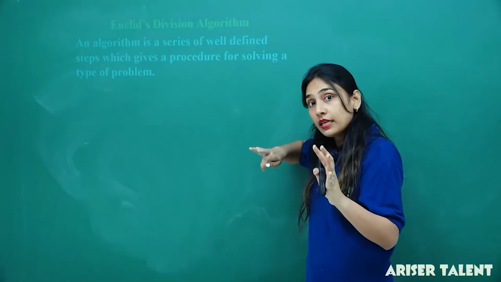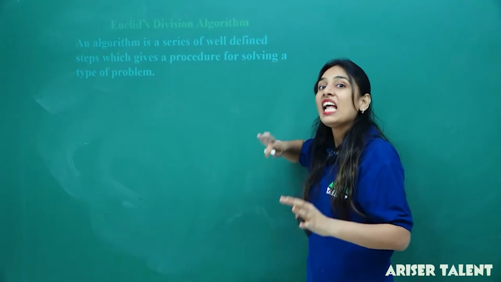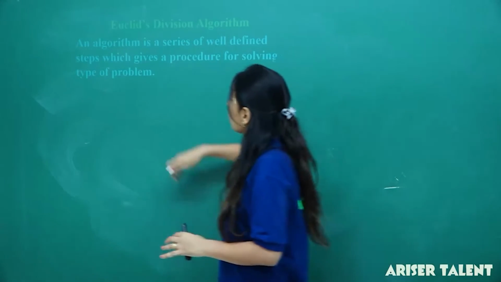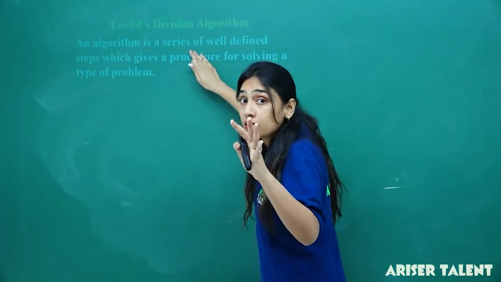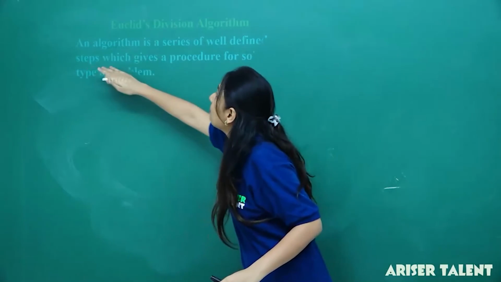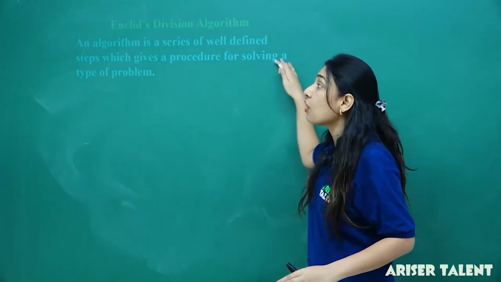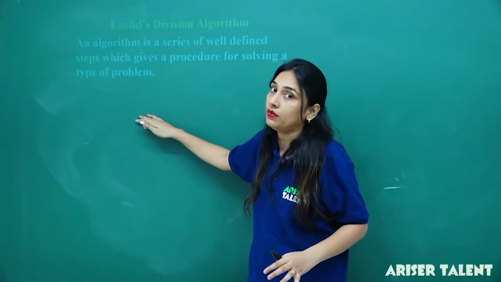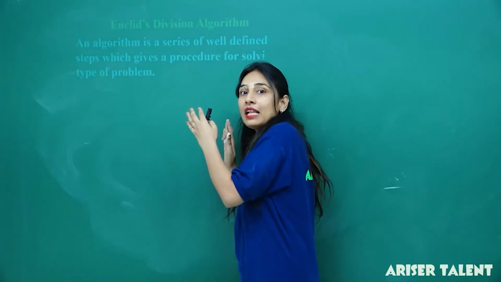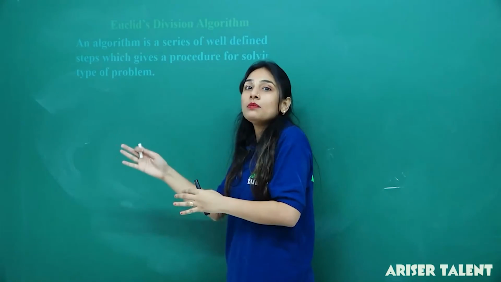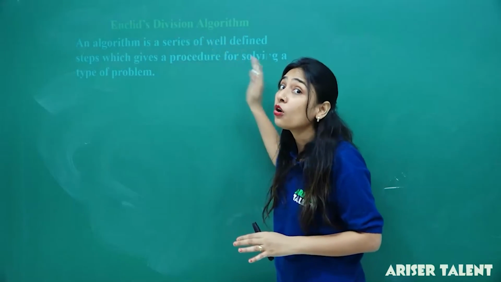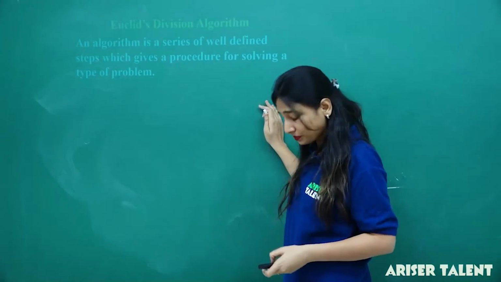This process is nothing but an algorithm in terms of mathematics, right? So an algorithm is a series, mark my word, a series of well-defined steps which gives a procedure for solving a type of problem. We will have many problems in mathematics, but we will solve them very easily with the help of Euclid's division algorithm, right?